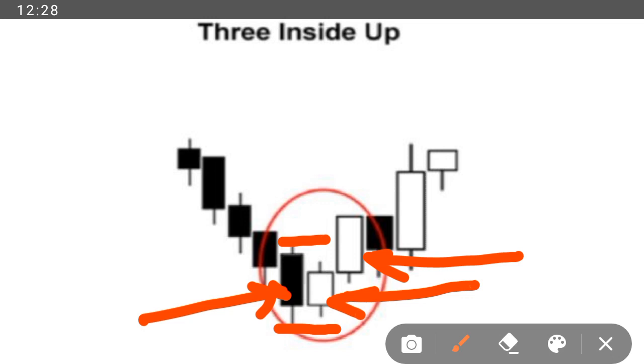So this one tells us that the sellers are no longer in control. The buyers are taking control. So if you were selling before, it's time to take profit or close your trade. Then it's time to buy, because buyers have taken over.